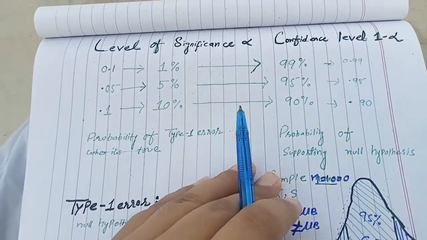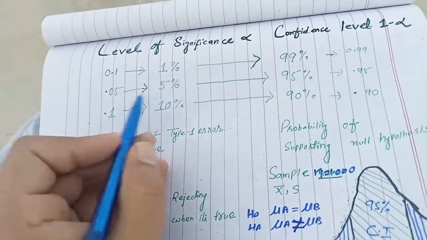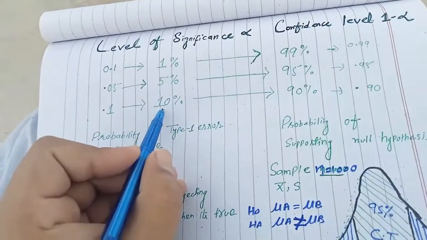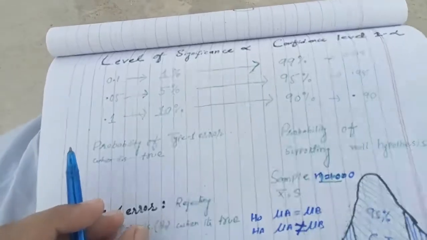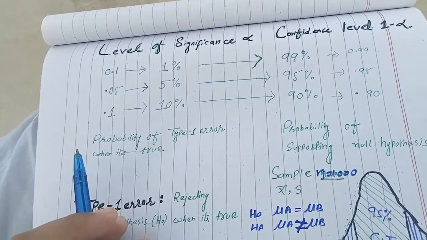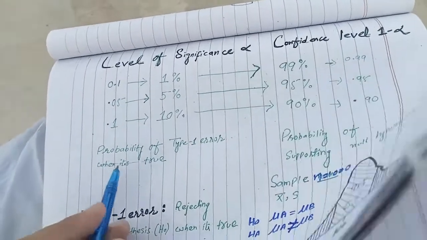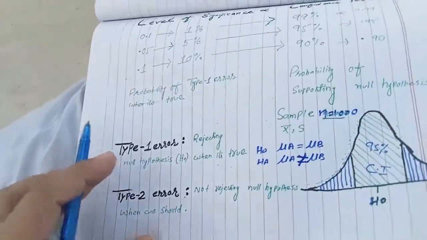The level of significance is usually set at 0.01, or 1%, or 5%, or 10%. So what is the significance level? It is the probability of a type 1 error. What is a type 1 error and what is a type 2 error?